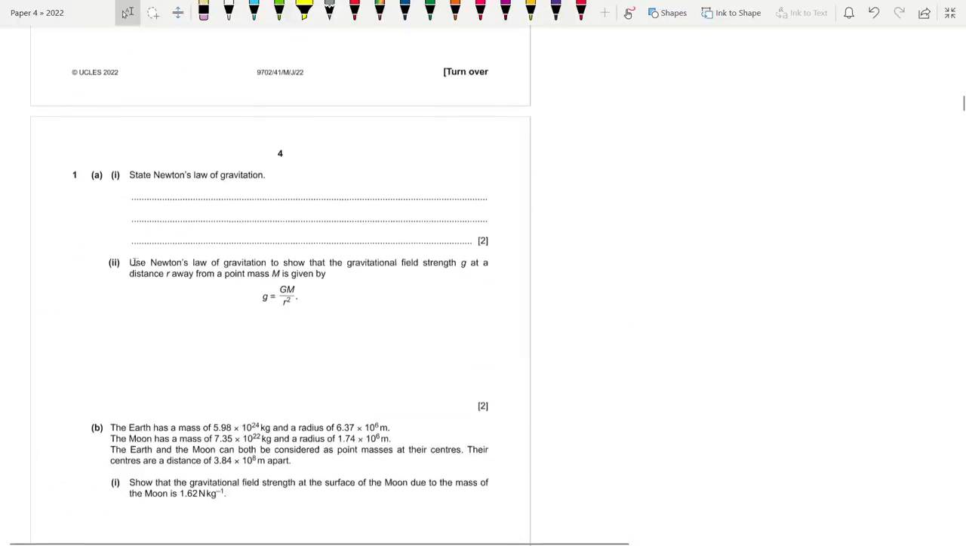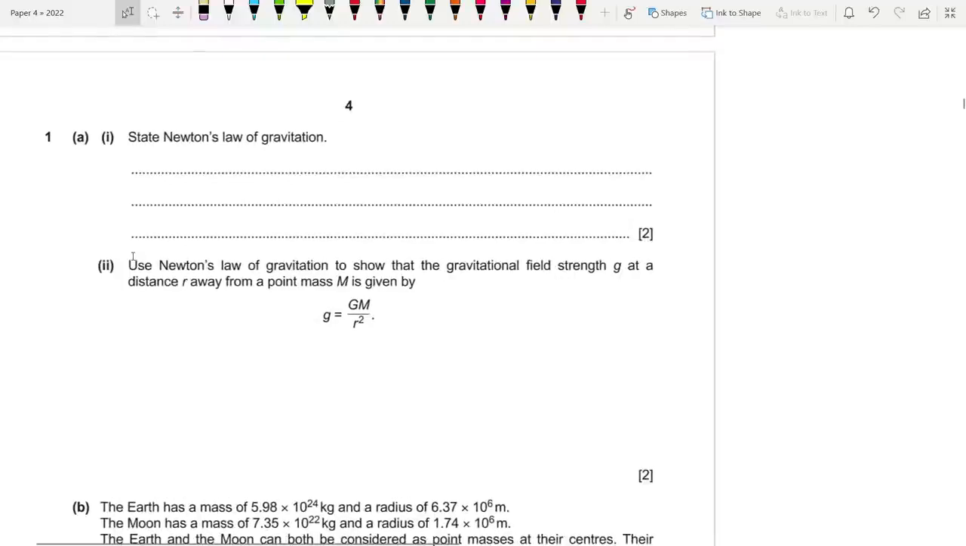Alright, so let's begin with a common question. Newton's law of gravitation. So this is common for a lot of years. So Newton's law of gravitation states that the gravitational force between 2 point masses is proportional to the product of the masses and inversely proportional to the square of their separation. Interesting point, we had a mark for point masses before, but in this mark scheme it has been changed, right?